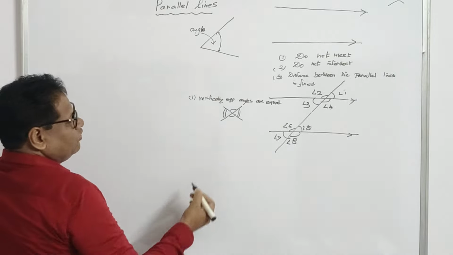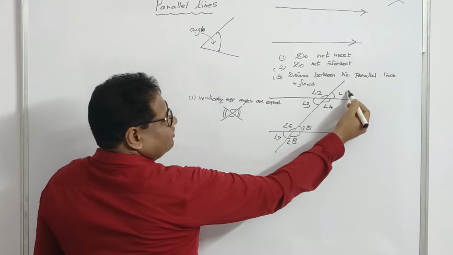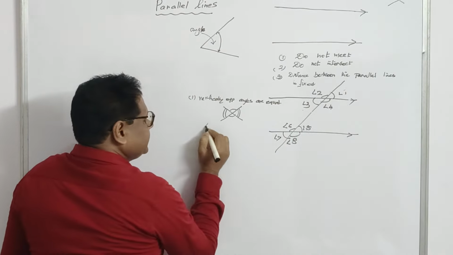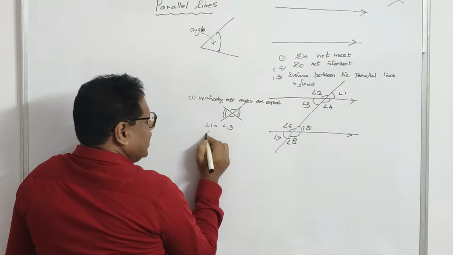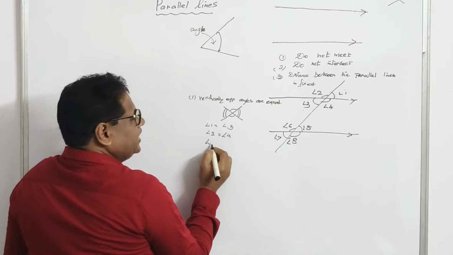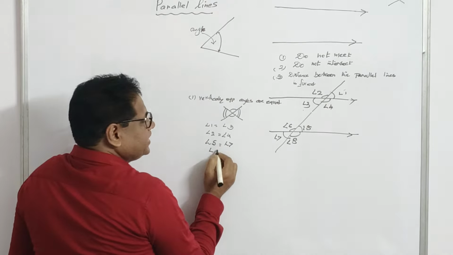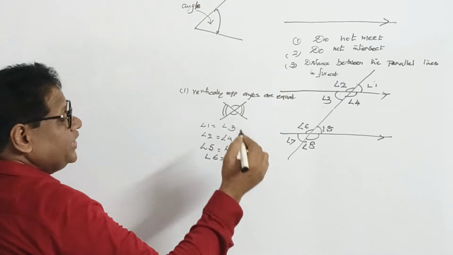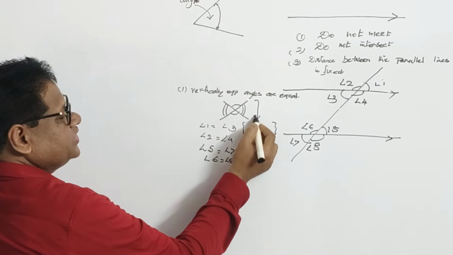Now when you are selecting these vertically opposite angles, look at this particular junction. Angle 1 is vertically opposite to angle 3, angle 2 is vertically opposite to angle 4. So let's write angle 1 equals angle 3, angle 2 equals angle 4. Similarly, angle 5 equals angle 7, angle 6 equals angle 8. So these are the statements. Don't forget to write the reason. This is the reason you are going to write.